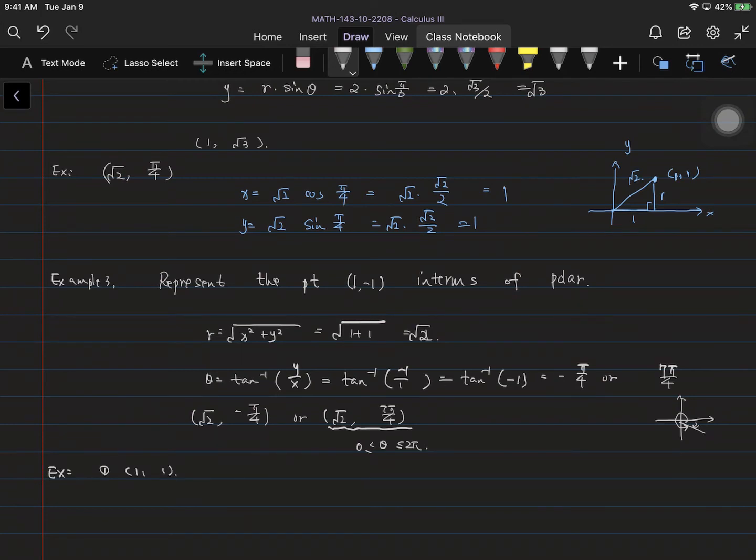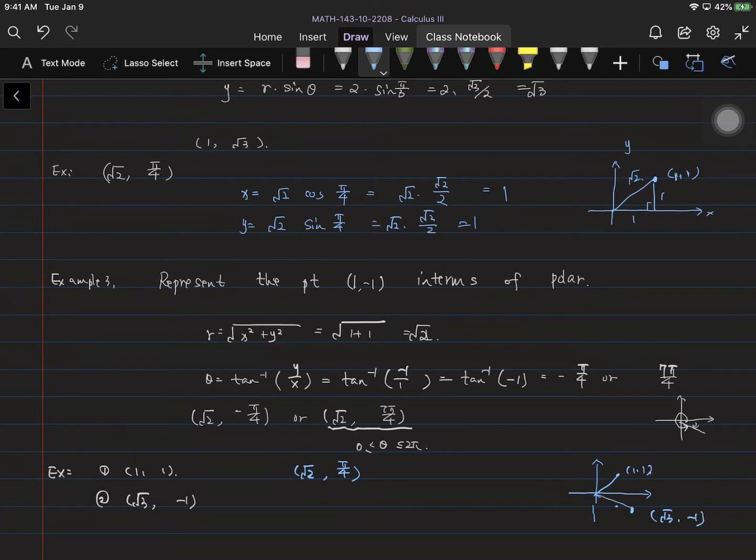1, root 3, negative 1. Okay, so the solution, let's take a look. r should be root of x squared plus y squared, and the tangent inverse of 1 should be pi over 4. This is polar, and then you can always check your answer by drawing the graph. So 1, 1 is here, right? Okay. And then for the second point, root 3, negative 1, about here. Maybe here. Okay.